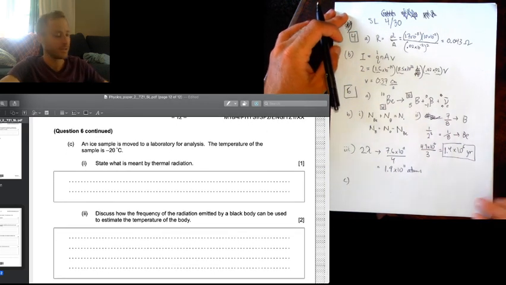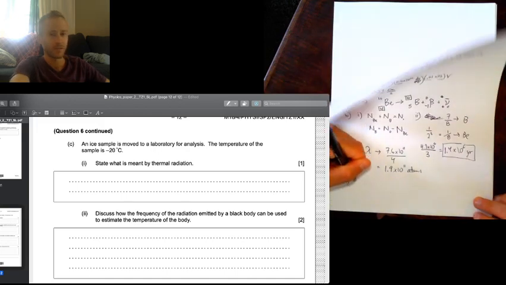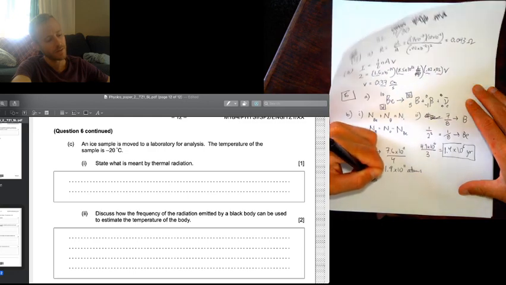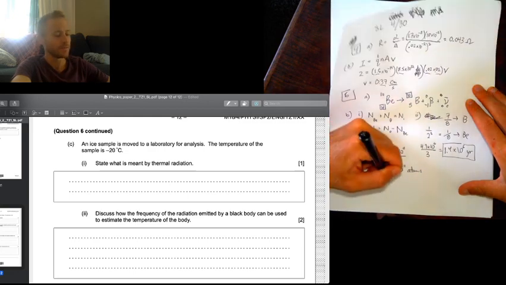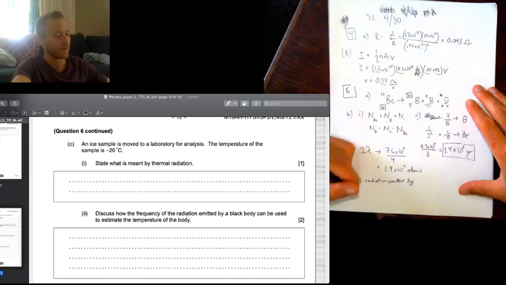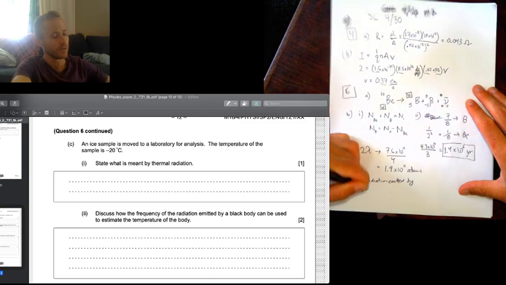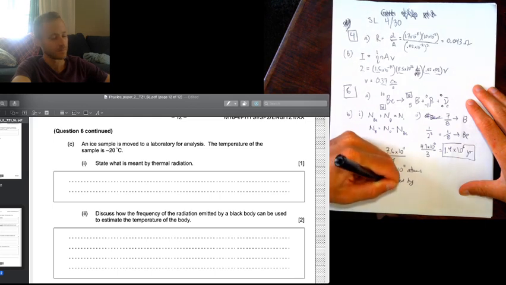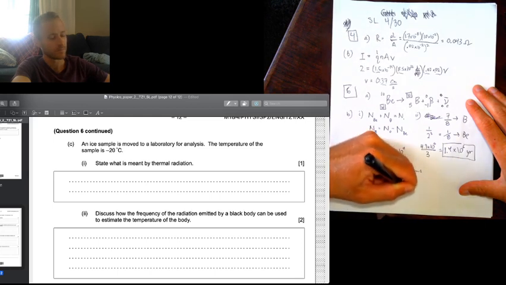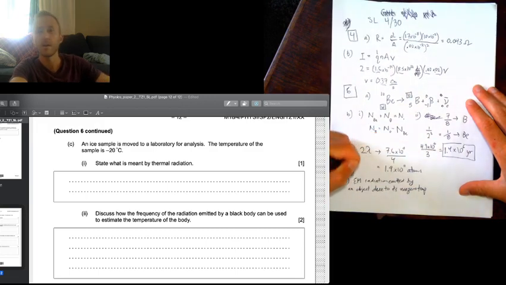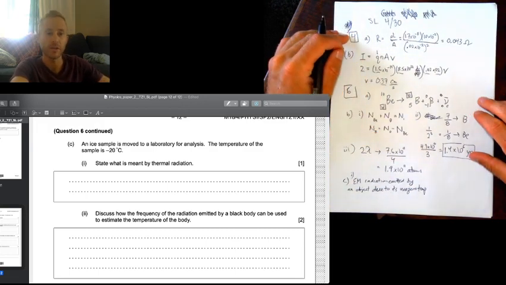Thermal radiation is electromagnetic radiation emitted by an object due to its non-zero temperature. Anything that has a non-zero temperature is going to emit thermal radiation.